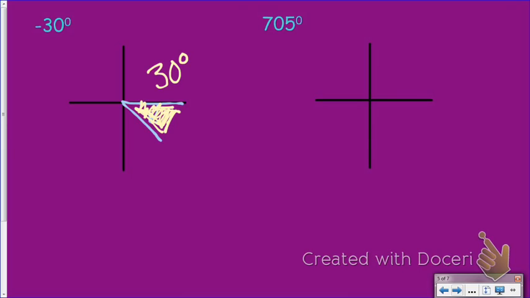Okay, so the last one, to draw our picture for 705 degrees, it's going to be very helpful for us to go ahead and find a coterminal angle, because then it'll be between 0 and 360 and be easier to work with. So if I take 705 degrees and I subtract 360, because that's one way to find a coterminal angle, then I'm going to get 345 degrees. And 345 degrees is going to fall between 270 and 360, which means the terminal side of this angle is going to be in quadrant 4.